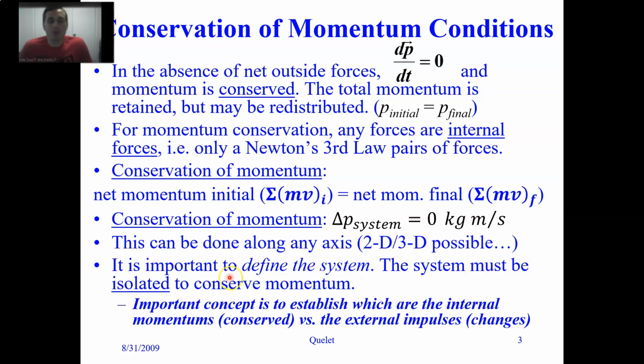But what is super important in order to do this well is to define the system. The system must be isolated. It must be an isolated system for momentum to be conserved. The important concept we must understand is to establish what are the internal momentums, even transfers of momentum, that are going to be conserved versus any external impulses, that would be changes. So in other words, in the absence of any external impulse or external force, the momentum should be conserved.